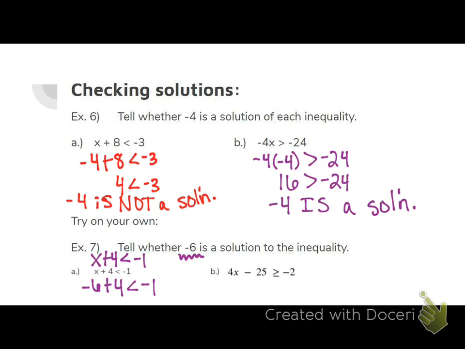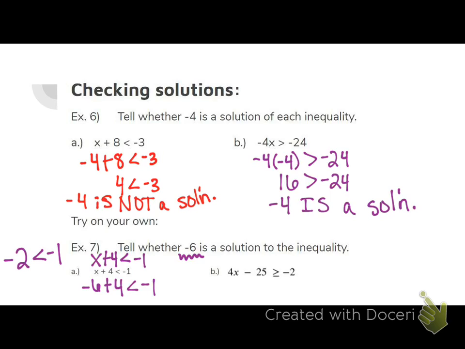If we take negative 6 plus 4, what do we get? Negative 2. I'll write it off to the side over here. Negative 2 less than negative 1. Is negative 2 less than negative 1? Yes, that's a true statement. Negative 2 is less than negative 1. So because we got a true statement, negative 6 is a solution.